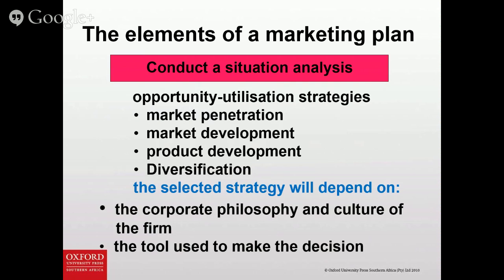Opportunity utilization strategies. To discover a market opportunity, the marketing manager must know how to identify alternatives. Now, there are different methods of doing this. You can do it through market penetration, market development, product development, or diversification. The selected strategy depends on the corporate philosophy and culture of the firm, and the tools used to make the decision. So, the prospectors, how do you think they utilize opportunities? Which strategies do they use? Product development, or will they do market penetration? Market penetration looks like a prospector type thing. Let's go to where no man has gone before. Am I right?